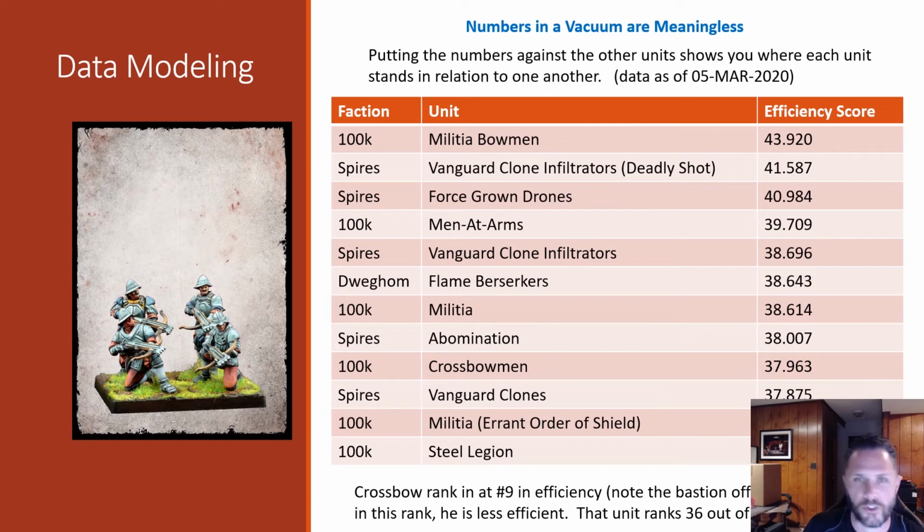Flame Berserkers, high output, also high efficiency. Not surprised. You've seen a lot of games with the Flame Berserkers, and they're kind of like an automatic take because their only downside is they can't hold objectives, but they can rush across the table and pretty much punch anything in the face. Abomination, he's out there, is highly efficient and has high output.